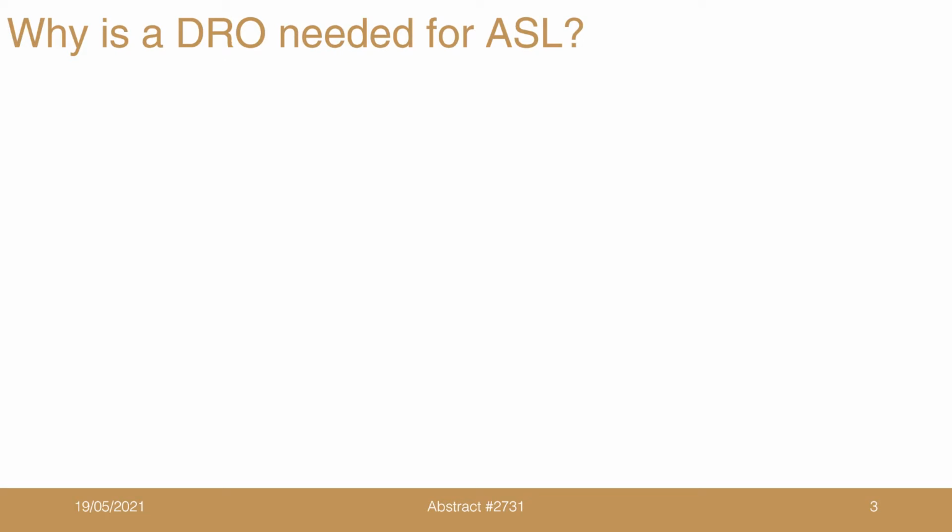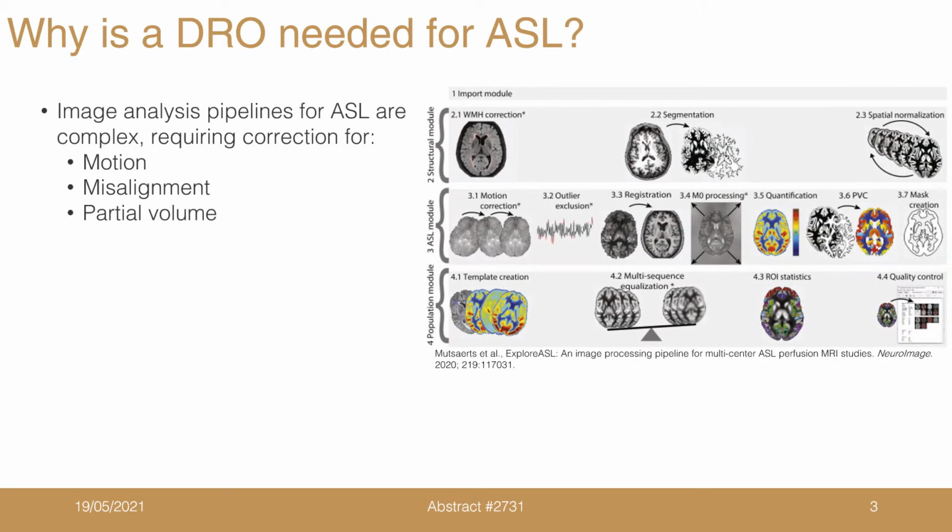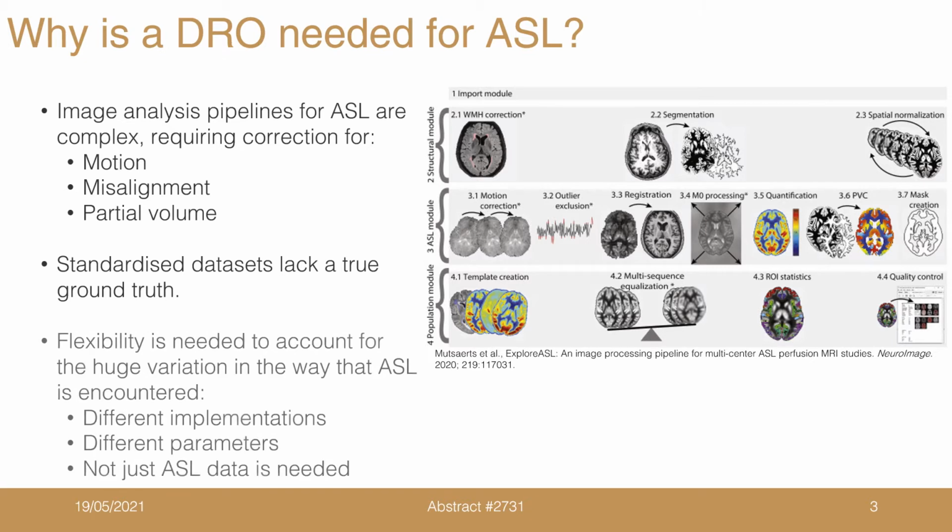So, why is a DRO needed for ASL? For starters, the image analysis pipelines, such as the one used in Explore ASL here, are complex, involving many stages. We can use standardized datasets, either individual subjects or group averages, but they lack a known ground truth. Also, we need flexibility to cover the different implementations and parameter choices, as well as non-ASL data such as structural scans.